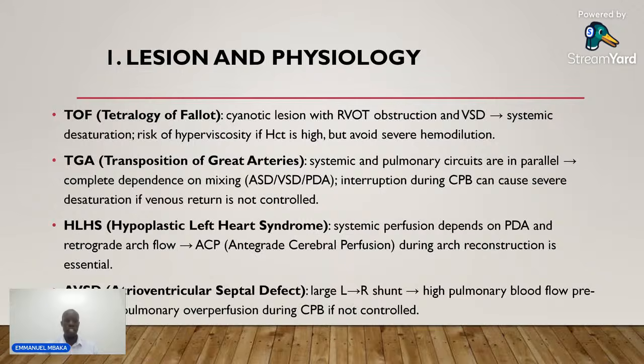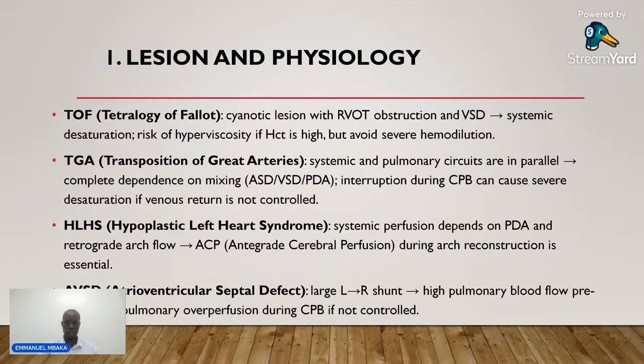So let's start by talking about lesion and physiology. Why is it important as a perfusionist to understand the lesion the patient has and the physiology behind it? It's very critical because congenital heart defects create very different circulatory patterns compared to normal hearts and adult acquired disease. Unlike adults, pediatric patients often come to surgery with shunts, abnormal pressures, and altered oxygenation patterns. So you cannot apply a one size fits all perfusion plan.